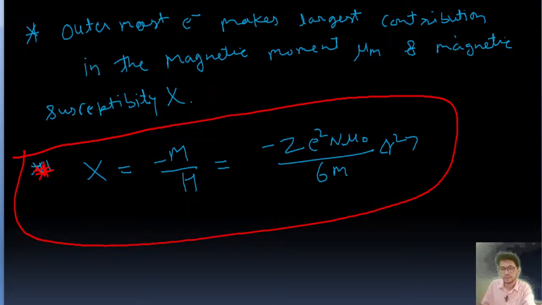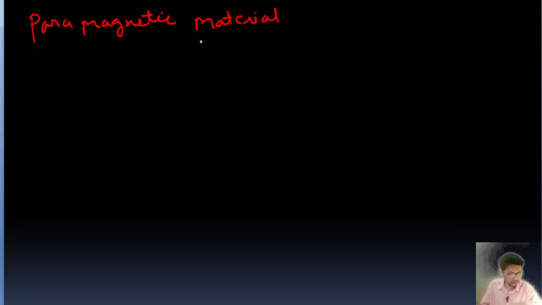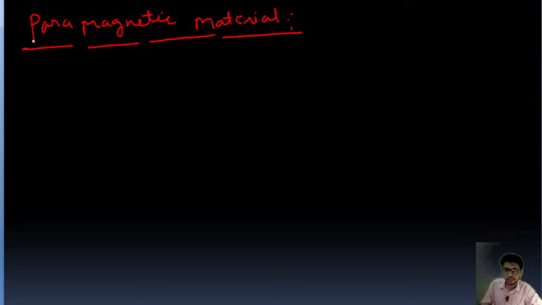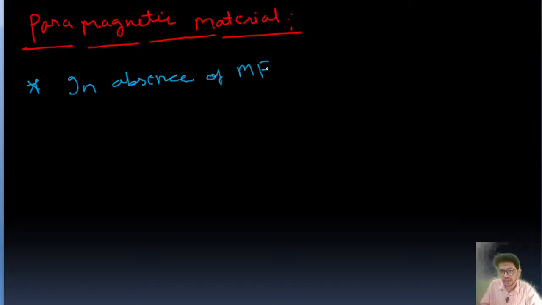Next is paramagnetic material. In a paramagnetic substance also, in the absence of a magnetic field, the dipoles are randomly arranged.